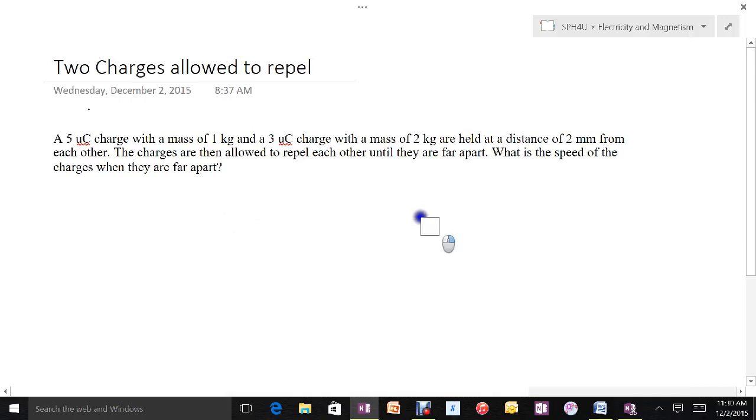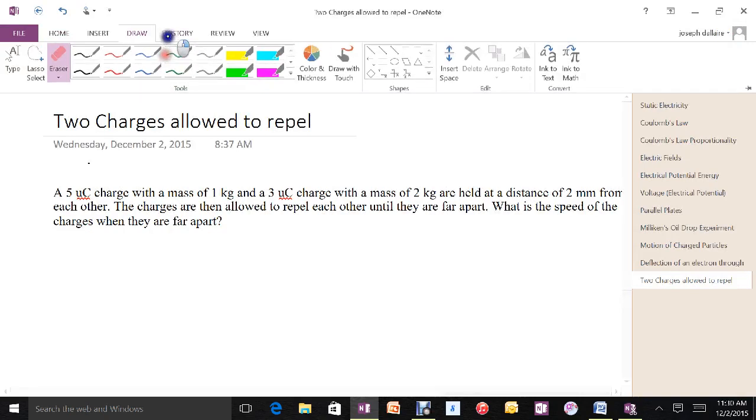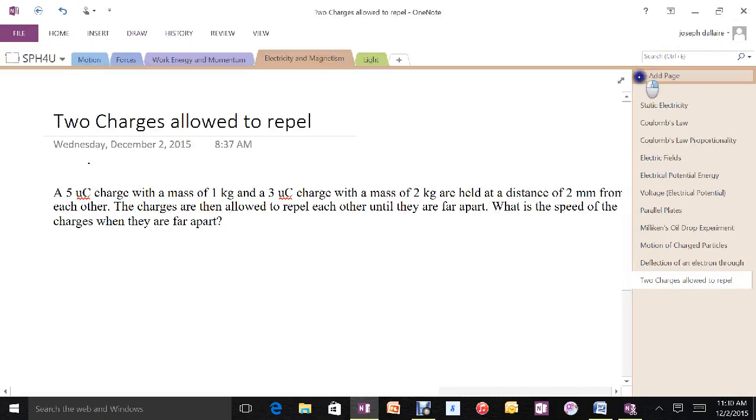Alright, here we're looking at two charges, and we're going to let them have an electrostatic repulsion, a 5 microcoulomb charge and a 3 microcoulomb charge, and we're going to let them repel until they're a large distance away.